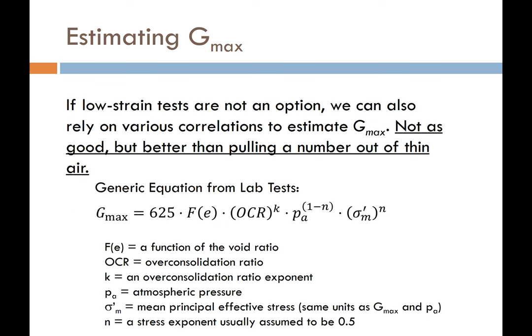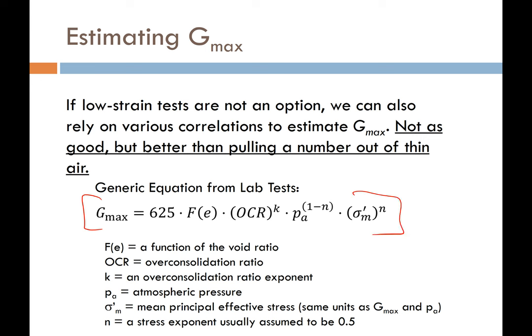What happens if we aren't measuring shear wave velocity? Then we need to rely on other methods. A popular method in consulting today is to use various correlations to estimate the maximum shear modulus. But always keep in mind that this approach is never as good as measuring the shear wave velocity directly. But it's better than just pulling a number out of a table or just guessing some conservative number for the soil. So a popular equation that comes out of the Kramer textbook is shown right here.